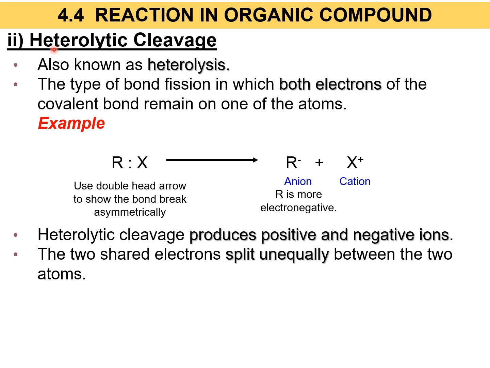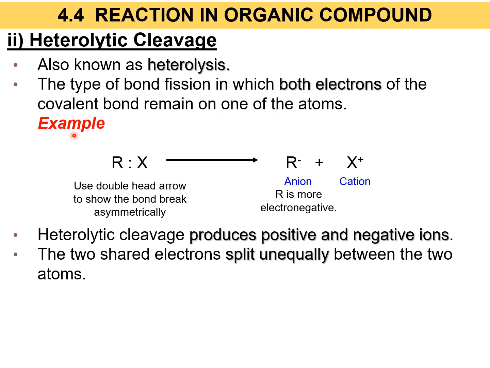Alright, so next type of bond fission adalah heterolytic cleavage, that is also known as heterolysis. Previously we learned about homolysis, di mana bila kita buat bond breaking, the electron tu will be splitted equally between each atoms. Tapi kalau heterolytic cleavage, bila you buat bond breaking, okay, electron tu will not be splitted equally. Kiranya akan ada satu atom yang akan dapat 2 elektron, satu lagi atom yang tak dapat apa-apa elektron pun.